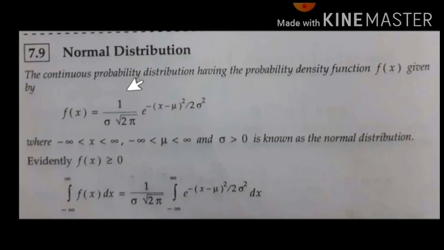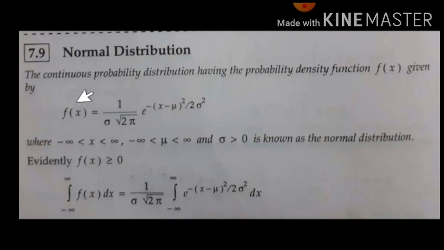The continuous probability density function for the normal distribution is defined in the form of 1 by sigma root 2 pi, e to the power of minus (x minus mu) whole square by 2 sigma square, where mu stands for the mean. The mean value can be between minus infinity and plus infinity, and the standard deviation should always be positive. x is the random variate, varying from minus infinity to plus infinity. So this is called the normal distribution function.